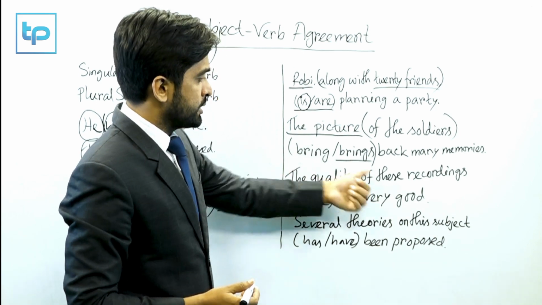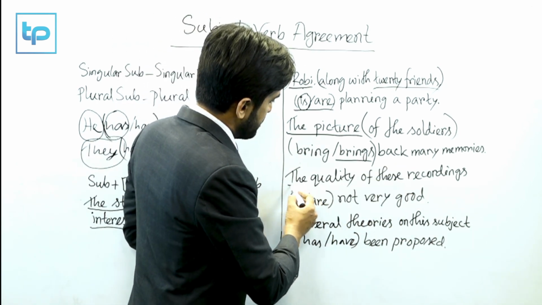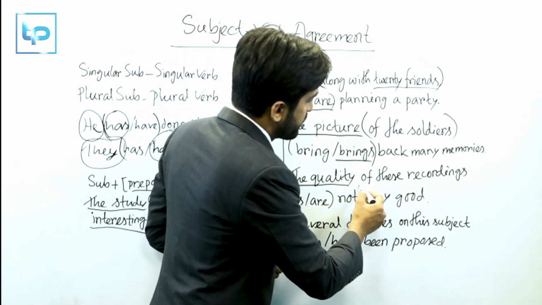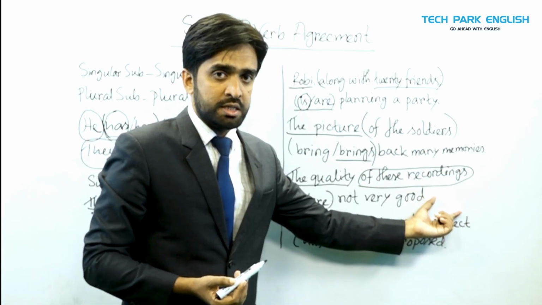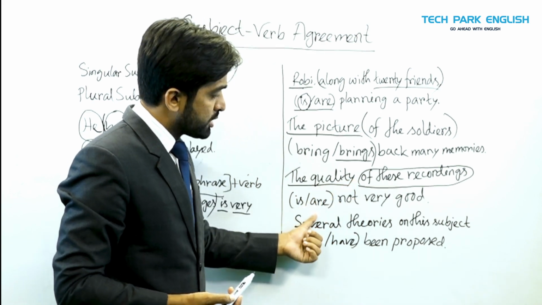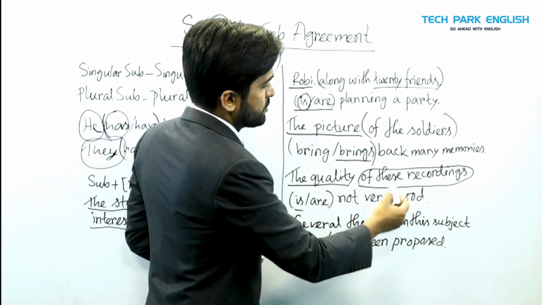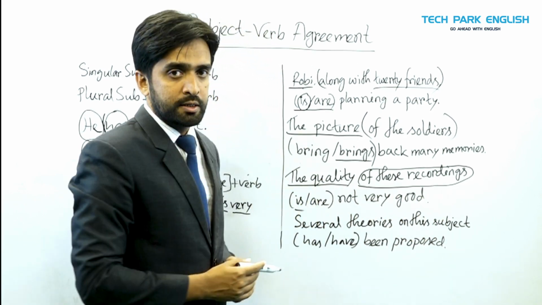And then the quality of these recordings. So what about the quality? I think what quality? I think this recordings quality. It is prepositional phrase. As it is prepositional phrase, so it should not agree with the verb. Rather, the subject has to agree with the verb. So we could say the quality is not very good. So here, as it is singular, so the verb has to be singular.